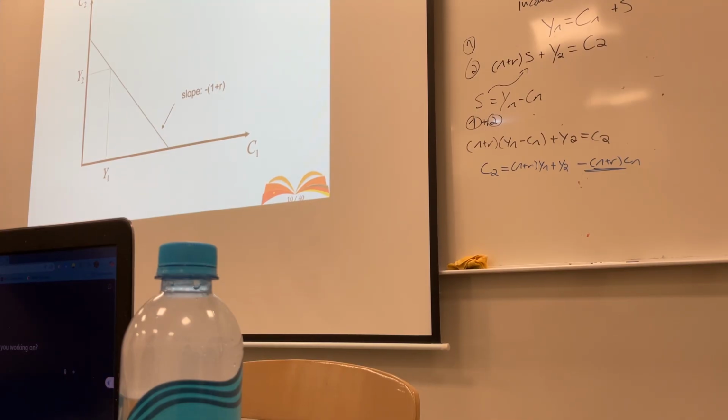You could decide to save today, so your consumption today could be lower than your income, and then tomorrow you'll be able to afford to consume more than your income because you'll also have income from savings. So these are all the points available to you. You can also afford a point in here.